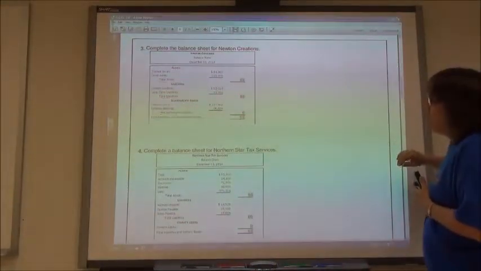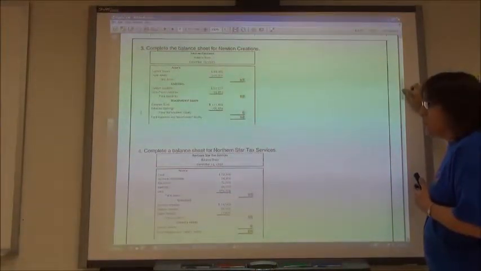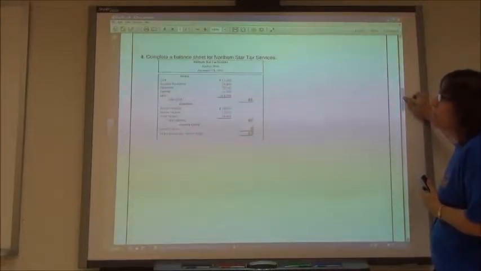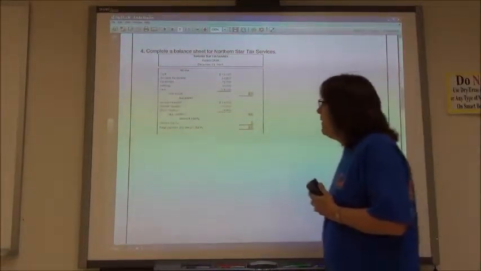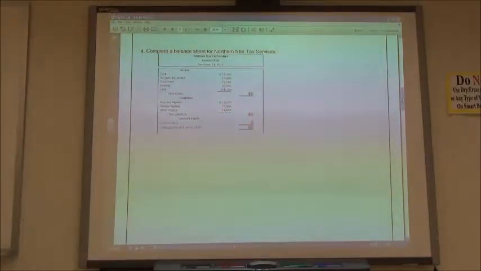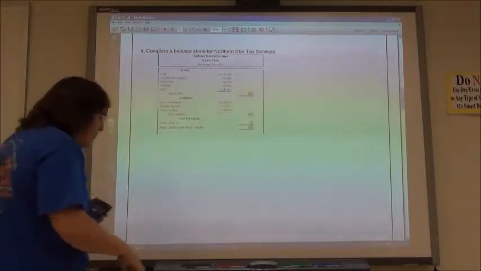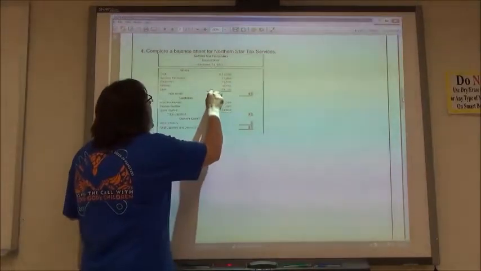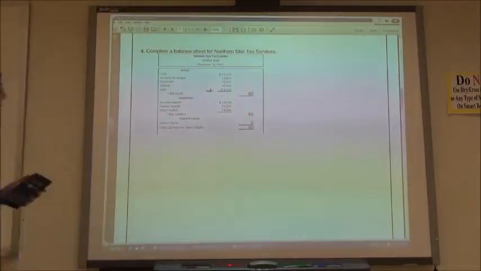Numbers 4, 5, and 6 are still doing balance sheets, but these ones are just a little bit different. So here I have my assets listed out in a different way. I have my cash, my accounts receivable, equipment that I own, my building, and my land. I want to find the total of my assets. So again, I'm just going to go ahead and add up all my assets.